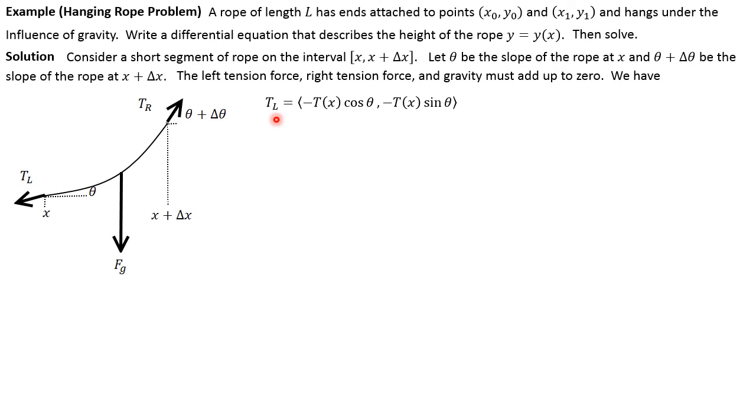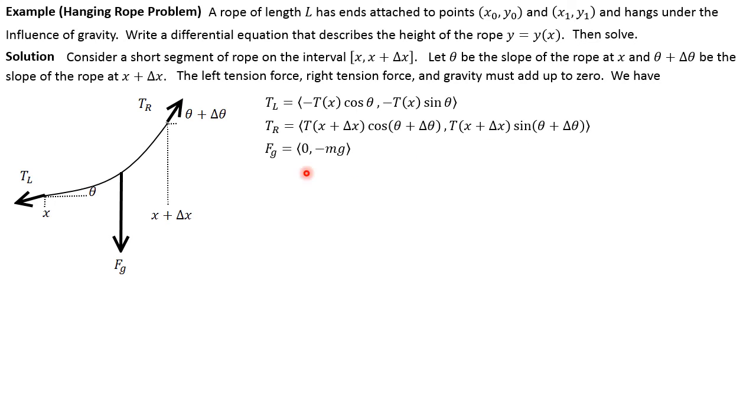The left-hand force is equal to the tension in the rope, which I'm denoting just by T of x. Note that the tension will change from point to point along the rope. So there's one tension here and there's a different tension here. So I'm referring to the tension anywhere by T of x. And so this is the left tension. This is the right tension. Notice that we're measuring the tension at x plus delta x now. And we're using the angle theta plus delta theta instead of theta.